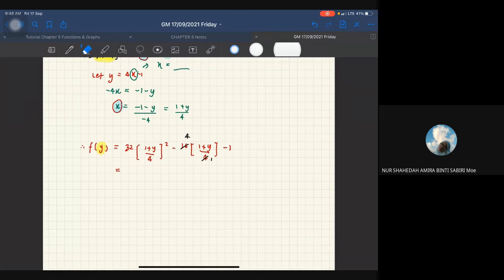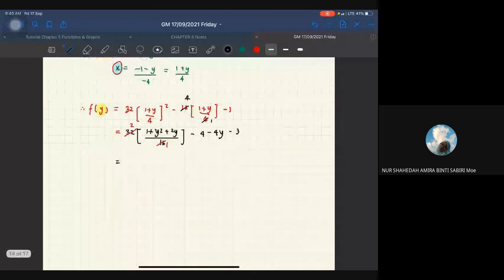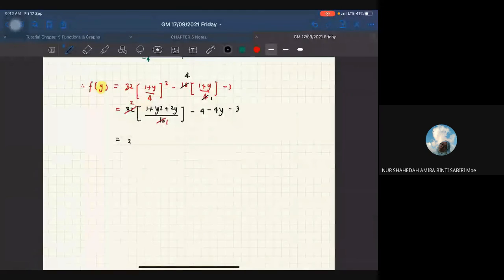So kita padam dulu. Okay, so yang belah kanan tu no problem. Okay, but for the left side, so awak expand dulu. So awak akan ada 32 and then you have 1 plus y square plus 2y over 16. Okay, and then untuk yang belah kanan ni dia akan jadi negative 4 minus 4y minus 3. Okay, and then this one baru boleh cancel out. So 32 is 2, 16 is 1. Okay, so you are going to have, so awak expandkan dia, 2 plus 2y square plus 2y.